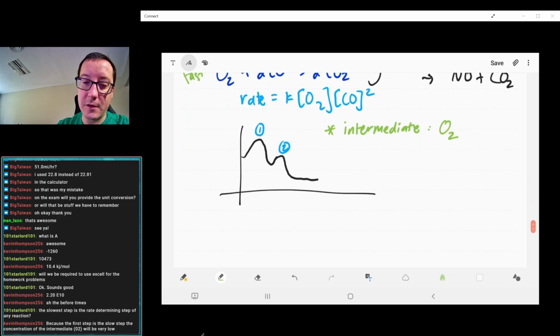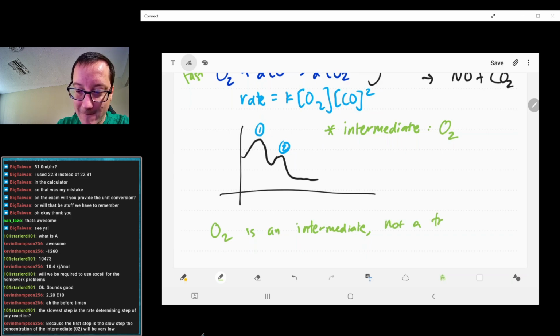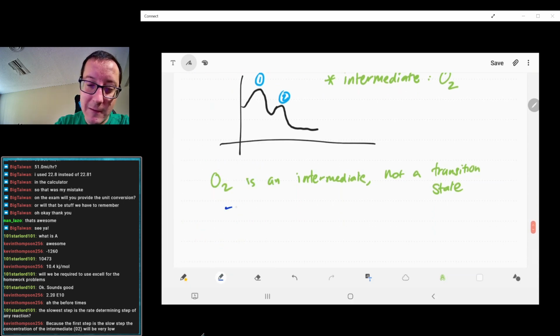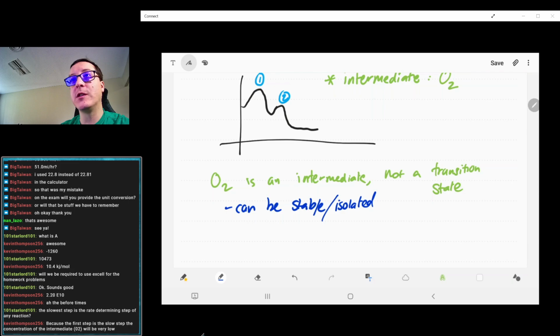Notice that oxygen is an intermediate, not a transition state. Remember, intermediates can be stable and isolated. We could capture that oxygen if we wanted, if we had some way of controlling this reaction and we were to isolate oxygen, we would have more evidence that this would be our reaction mechanism, right?